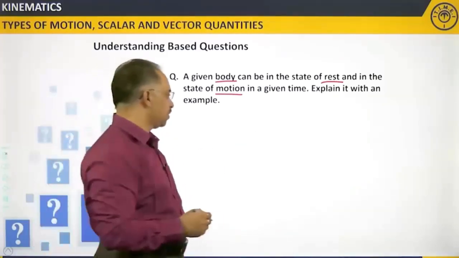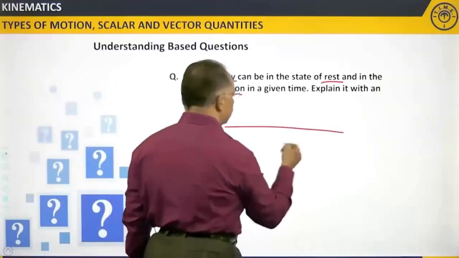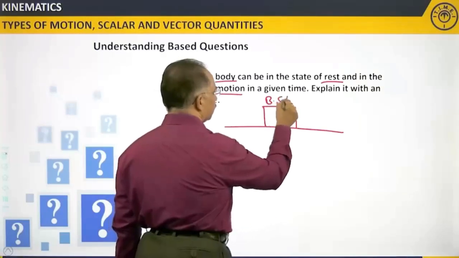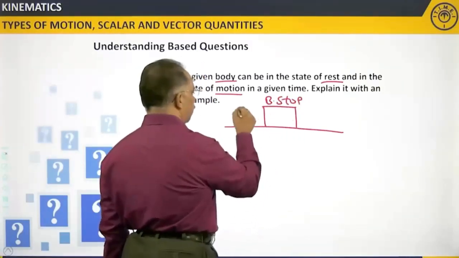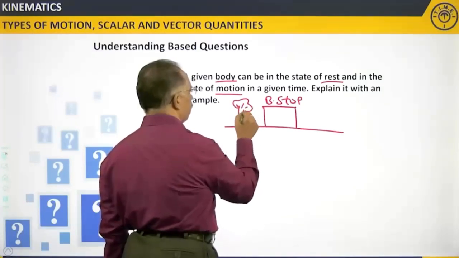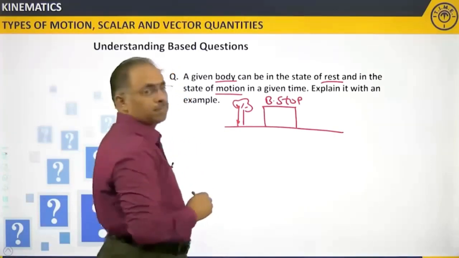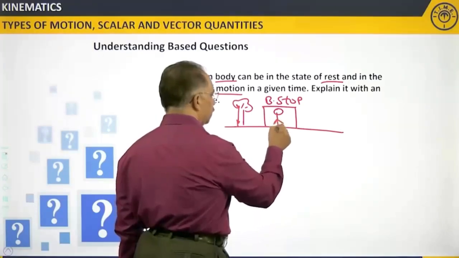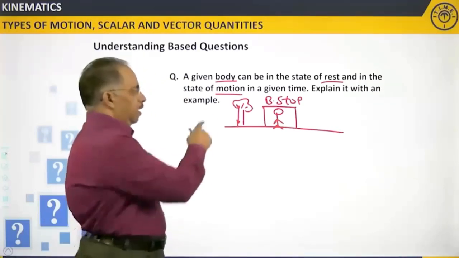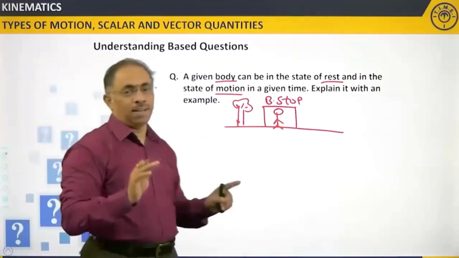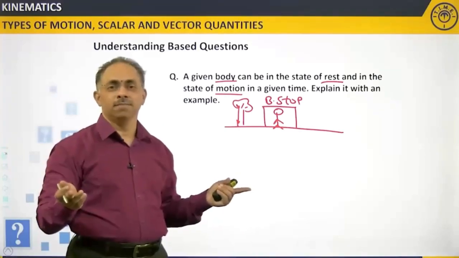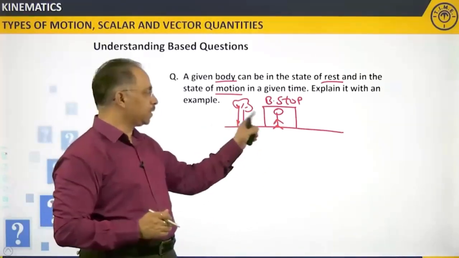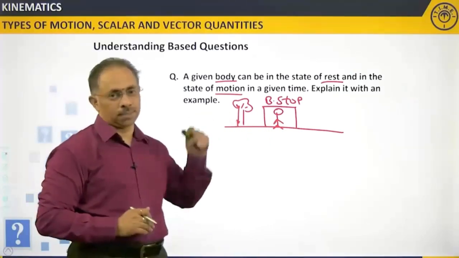Let us see how. Suppose this is a road and here there is a bus stop, and beside it there is a tree. A person is standing at the bus stop waiting for the bus. The tree cannot have translatory motion. It will be in a state of rest with respect to the bus stop as well as the person waiting at the bus stop for a bus.